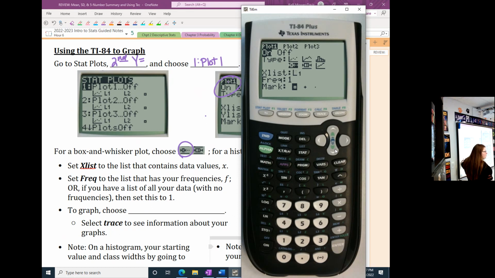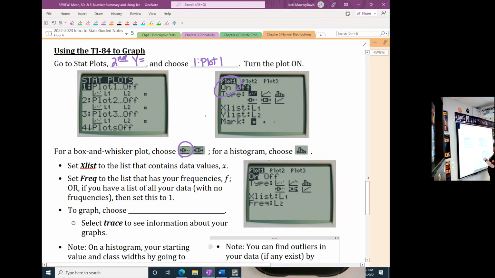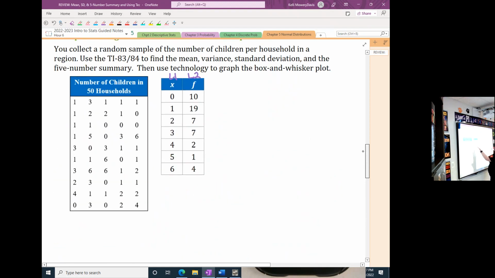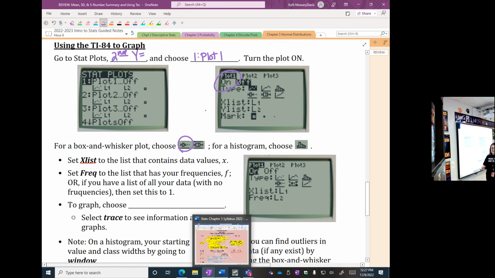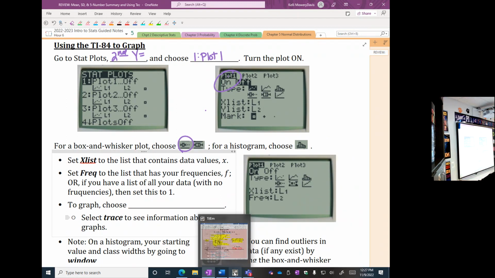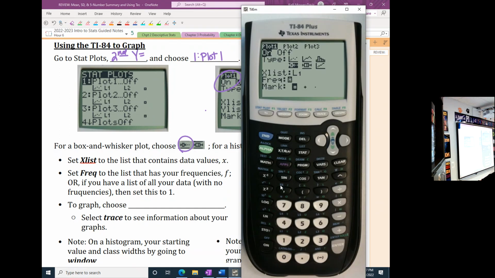If all your frequencies are 1, like it was in the previous example, I can just enter the number 1. But I have different frequencies, right? What's the frequency that I wrote here? All these different frequencies, 10, 19, 77, 214, and those are stored in L2. So I want to make that one L2. So on my calculator, I've got L1 already there. I'm going to put L2 in here, and I'm good.